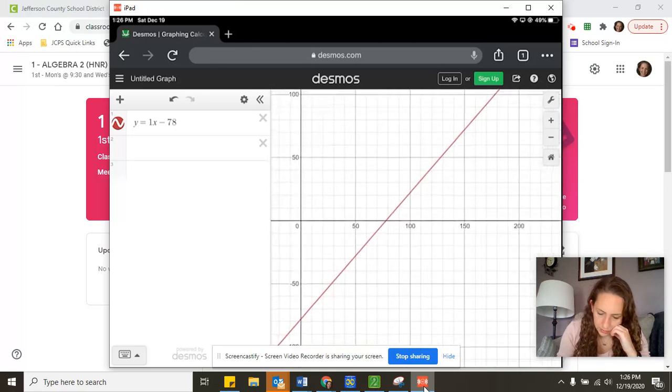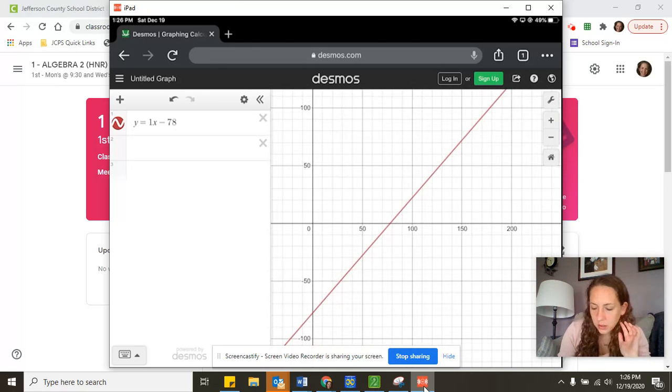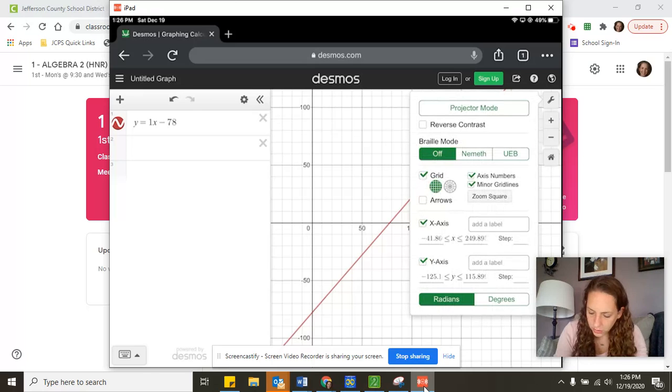But whenever you're on a computer, you can go to this little wrench thing. And what I'm going to recommend: for your y-axis, you want it to for sure be lower than your y-intercept, right? So you can see your y-intercept. Sorry, that's going to be the lowest it'll go. So in my case, it's negative 125.